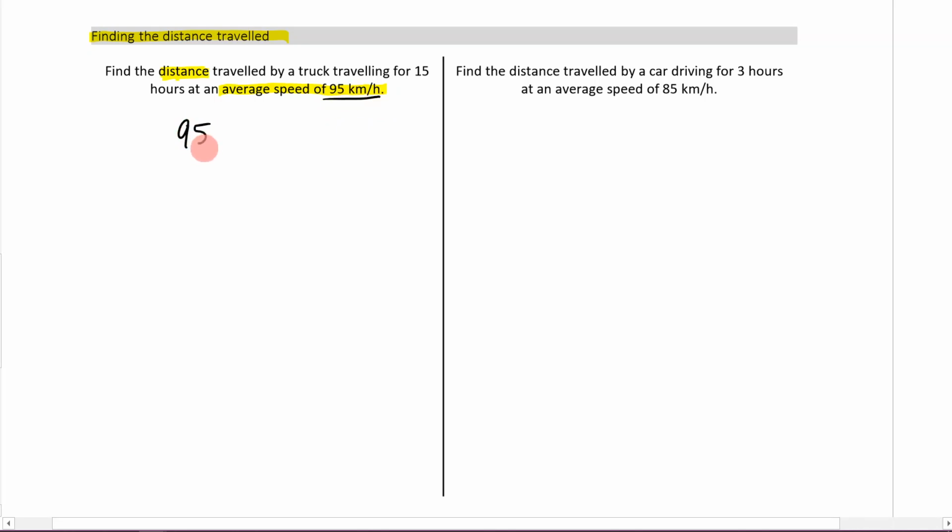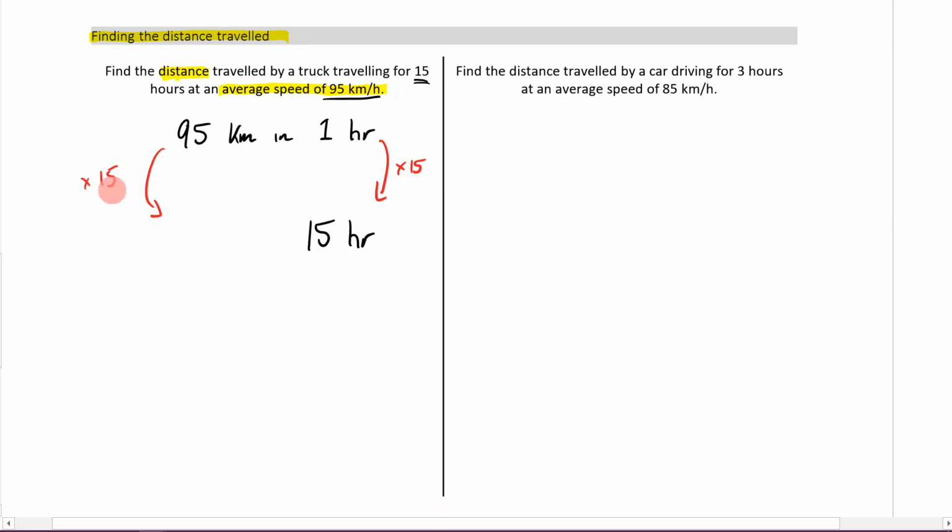It's 95 kilometers in 1 hour. Now we want to find the distance traveled by a truck traveling for 15 hours. So that means we want this to be 15. How are we going to do that? How are we going to go from 1 to 15? And obviously we're going to do times by 15. And whatever you do to one side, you must do to the other.